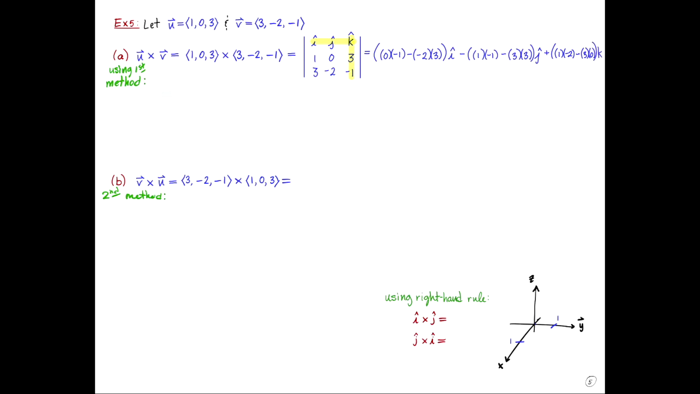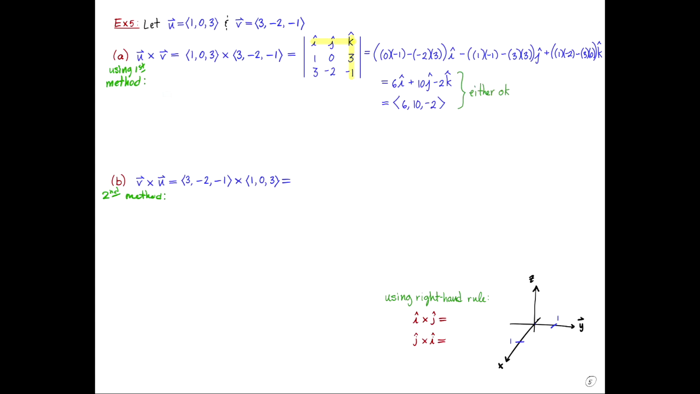times k. This is equal to 0 minus a negative 6 gives us 6i. Negative 1 minus 9 is negative 10. Negative 10 gives us plus 10j. In our k component, we have negative 2 minus 0 times k, giving us negative 2k. It's fine to leave your answer just like this, or if you want to put it in vector form, you can write it as 6, 10, negative 2. Either form is okay.